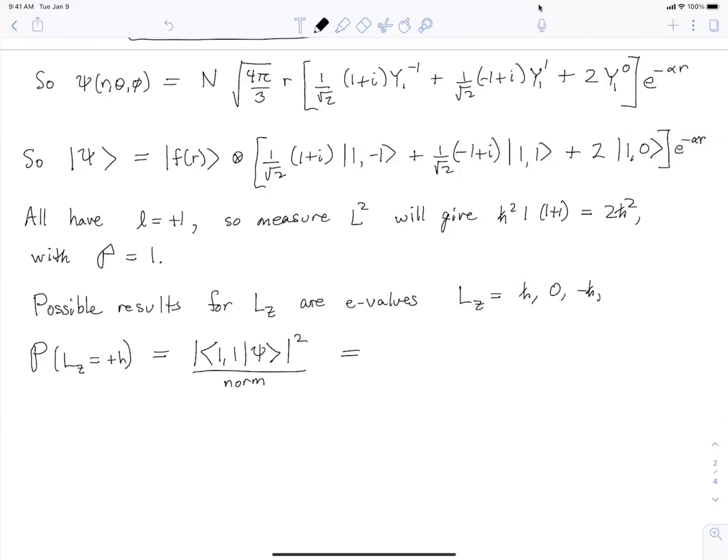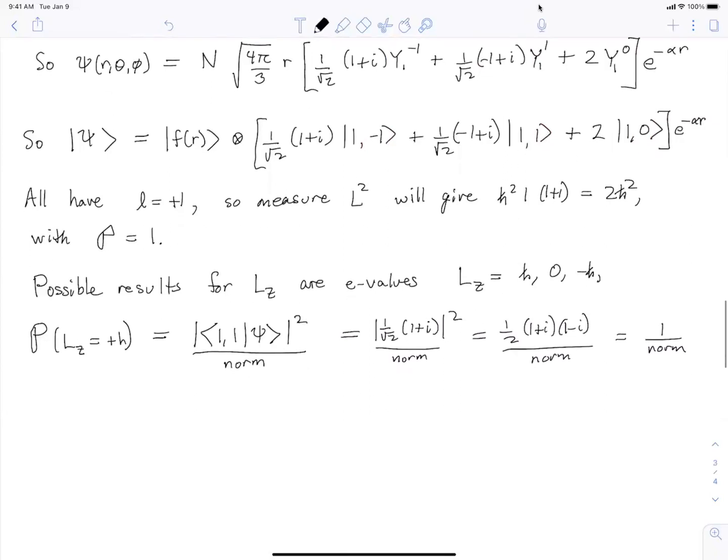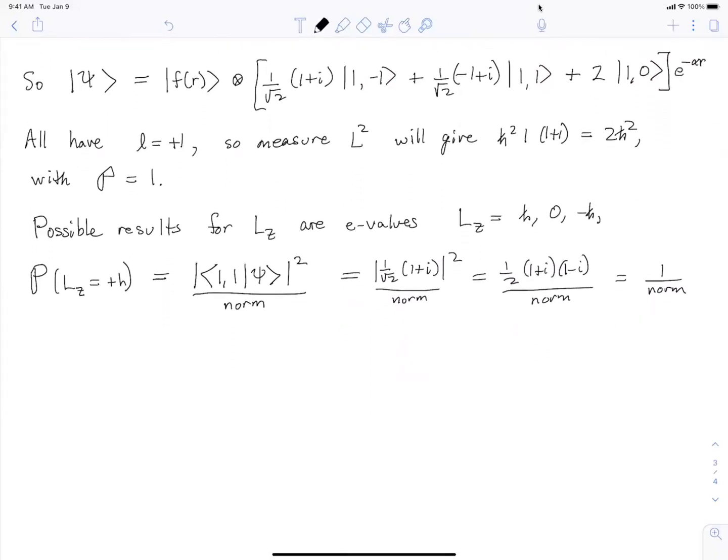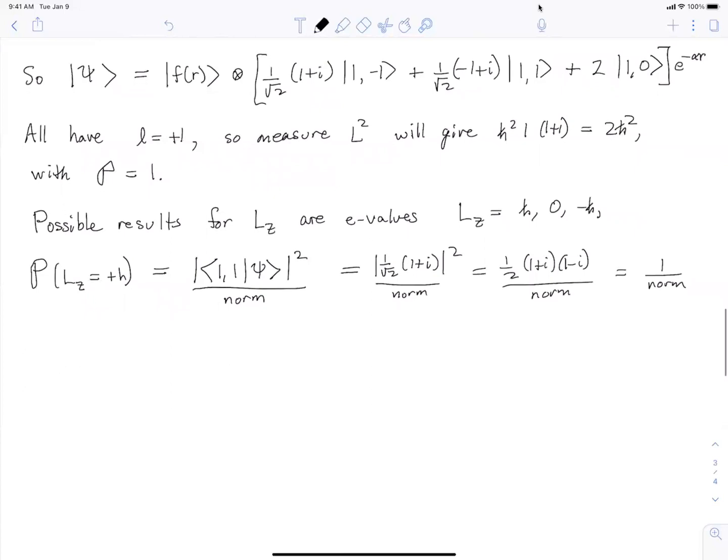Okay, we'll figure out what that is later. But in the meantime, this is 1 over square root of 2, (1 plus i), magnitude squared over the norm, whatever it is. So that's 1/2 times (1 plus i) times (1 minus i) over the norm, which is equal to 1 over whatever the norm is. Okay, so that's not very helpful until we know what the norm is, but we can get the normalization by looking at all the other probabilities and adding them up and making sure that they give 1 in the end.